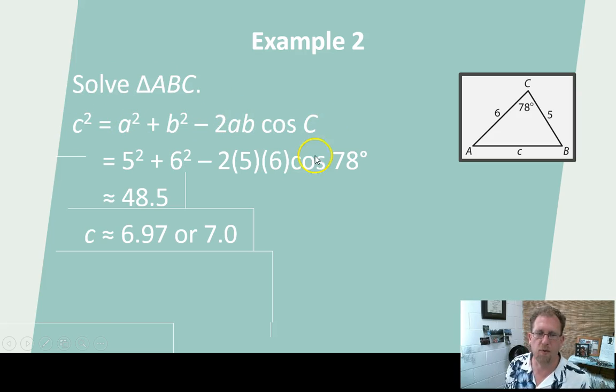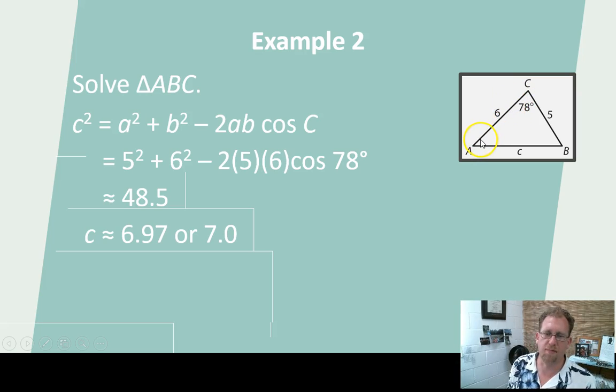Or again, c, a's and b's. Okay. Plug in what I know. Solve. So c squared is 48.5. C then is about 7. So the length of this side is 7. This is a 5, 6, 7 triangle. And 78 degrees is the angle measure here.